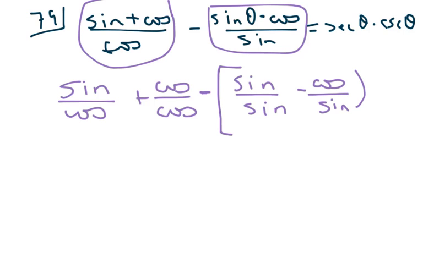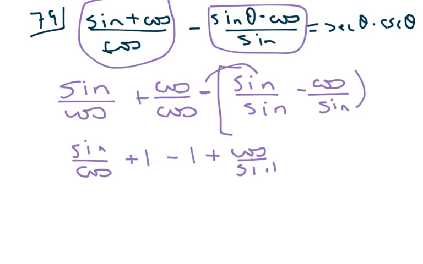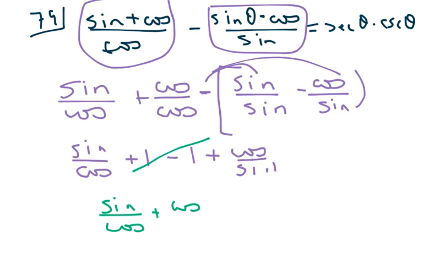Now what happens here is we get sine over cosine plus 1 minus 1 plus cosine over sine. I distributed the negative. Therefore, the ones cancel out, and I have sine over cosine plus cosine over sine.